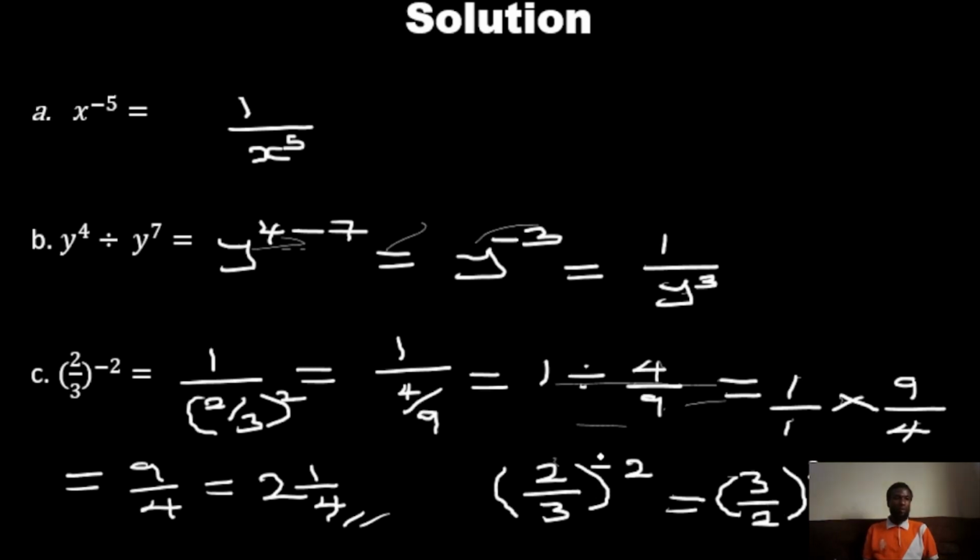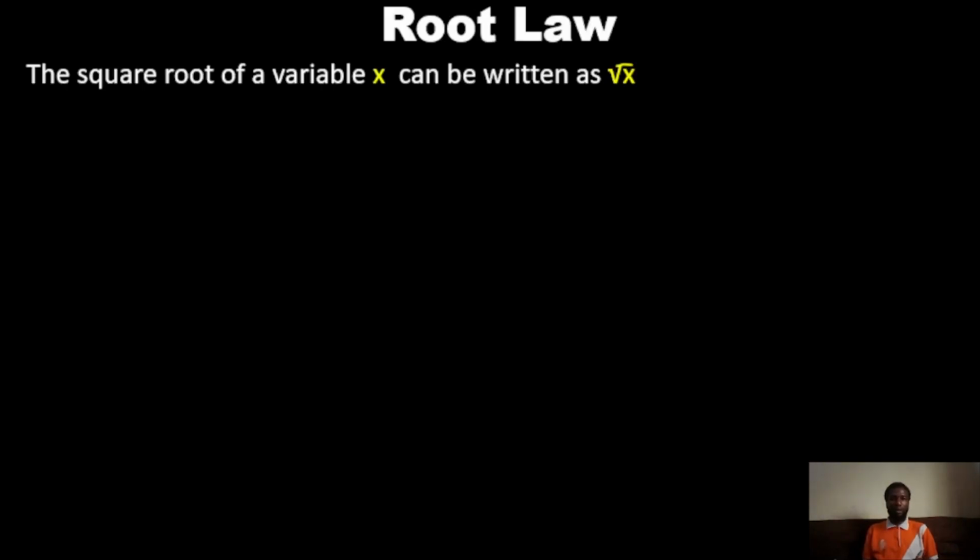That is to say, to nullify this negative, you invert the fraction. That is, the numerator will come to the denominator and the denominator will come to the numerator. So the negative will go. So in that case, we now have 3 raised power of 2 over 2 raised power of 2, which is 9/4. Please, when you have a negative power of a fraction, invert the fraction to nullify the negative. Okay, thank you. So the next thing we are going to look at is the root law.